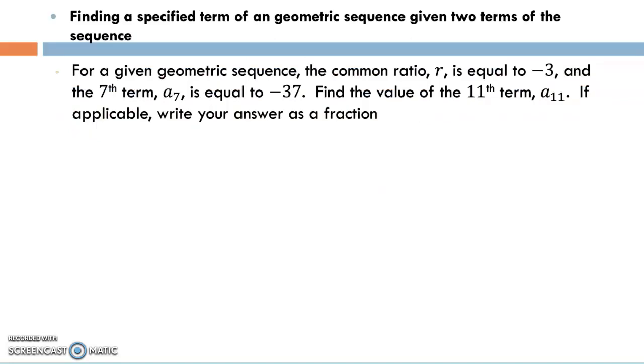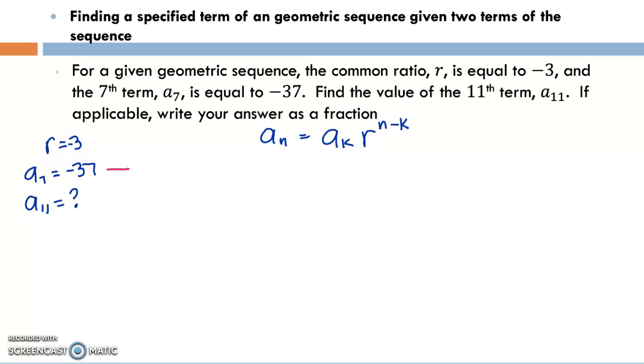For this one, I'm given a geometric sequence and I'm told that my common ratio r equals negative 3, and that the seventh term, a7, is equal to negative 37. Find the value of the 11th term. So now I'm trying to find this term. Write your answer as a fraction. I don't know my first term. If I don't know my first term, I use a sub n equals a sub k times r to the n minus k. Which is which?